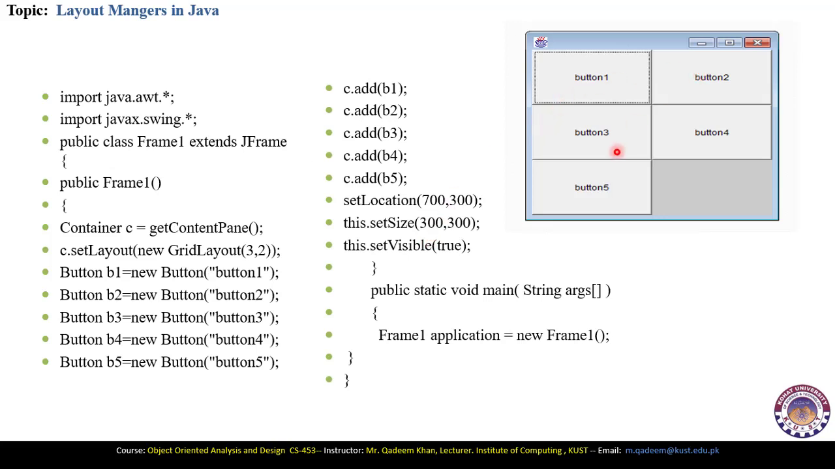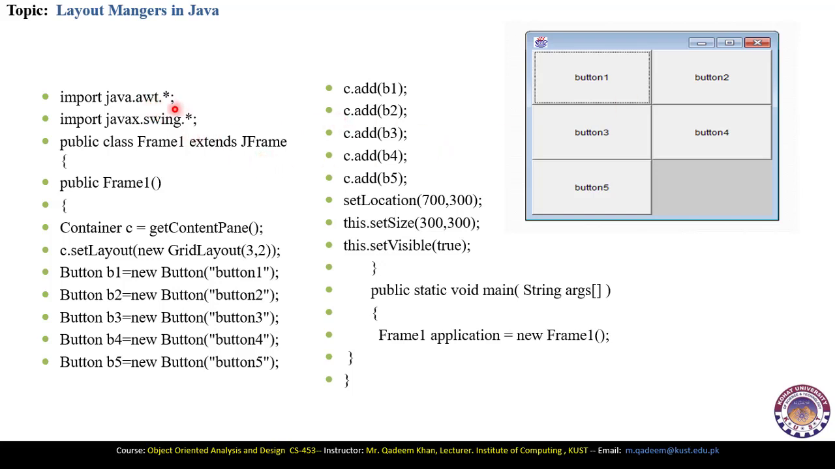For example, there are 5 different buttons or controls. So this grid layout has divided the overall GUI into a number of rows and columns. Here you can see there are 3 rows and 2 columns, and then it places the controls over those particular cells.